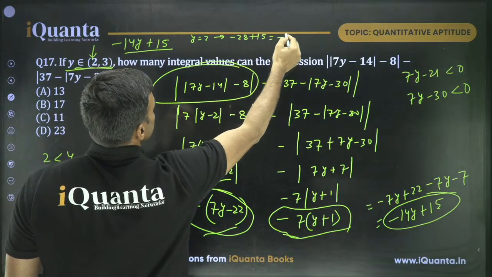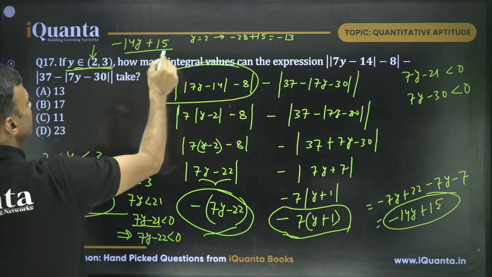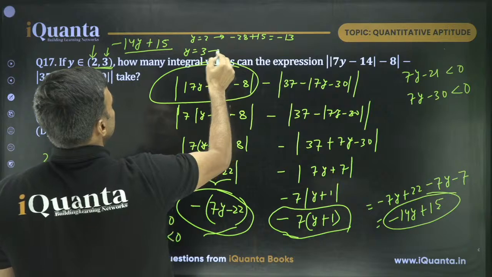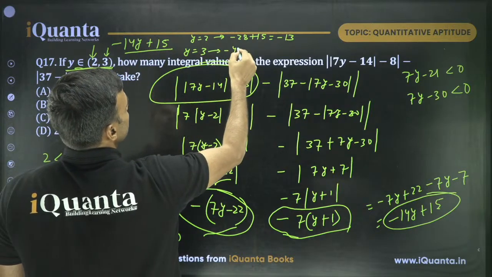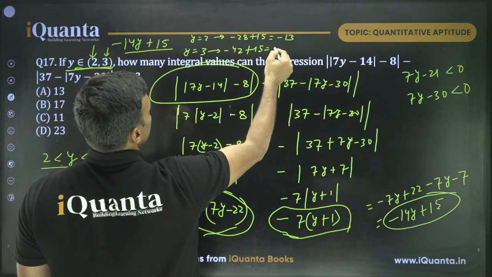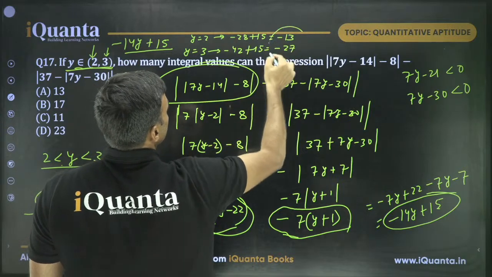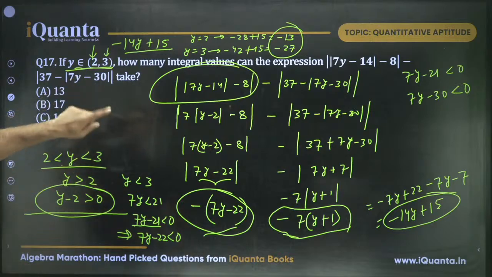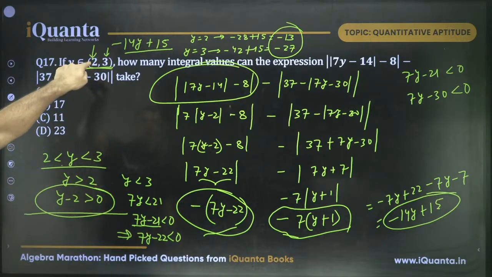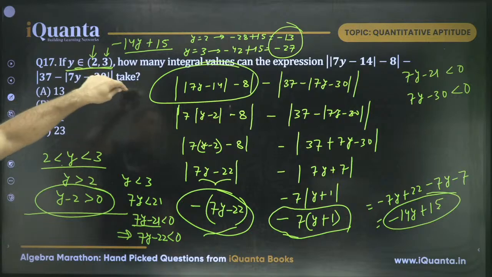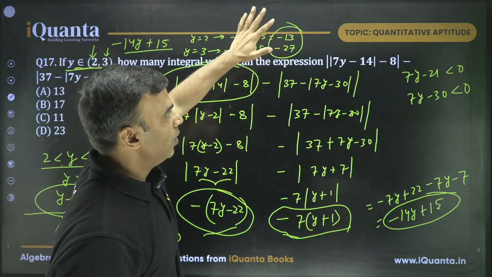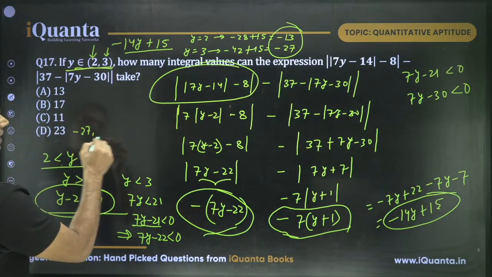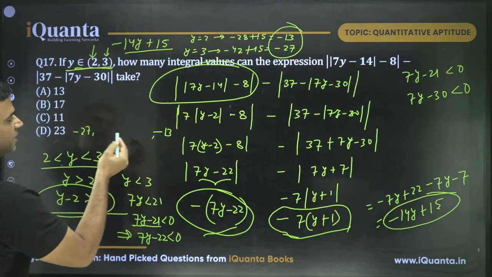That means it is minus 13. And if I put y equal to 3, the largest value will give us minus 42 plus 15, and that is minus 27. So our values should be between them. Can we include them? No, we cannot include, because ये inclusive नहीं है. This is not inclusive set. So can we include them? No. इनके बीच में. So minus 27 से minus 13 के बीच में क्या क्या values आएंगे?